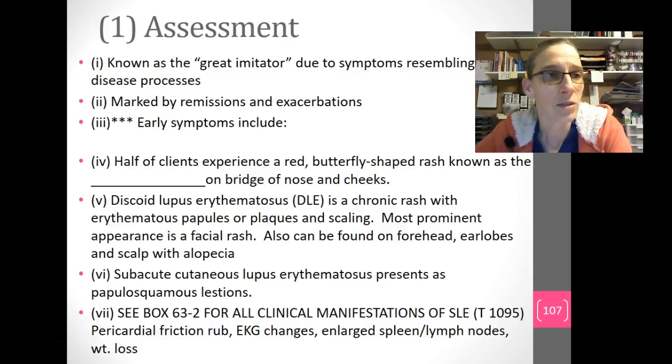Subacute cutaneous lupus erythematosus presents as papulosquamous lesions. This rash is scaly. Be sure that you look through box 63-2 for all clinical manifestations of SLE on page 1095. You can have pericardial friction rub, EKG changes, enlarged spleen or lymph nodes, and weight loss.